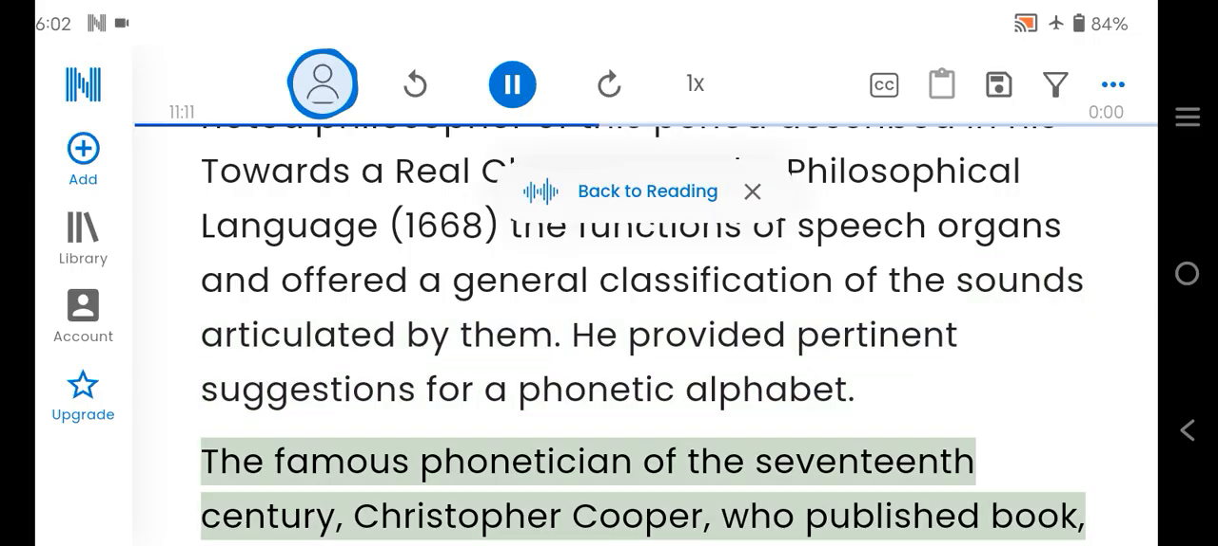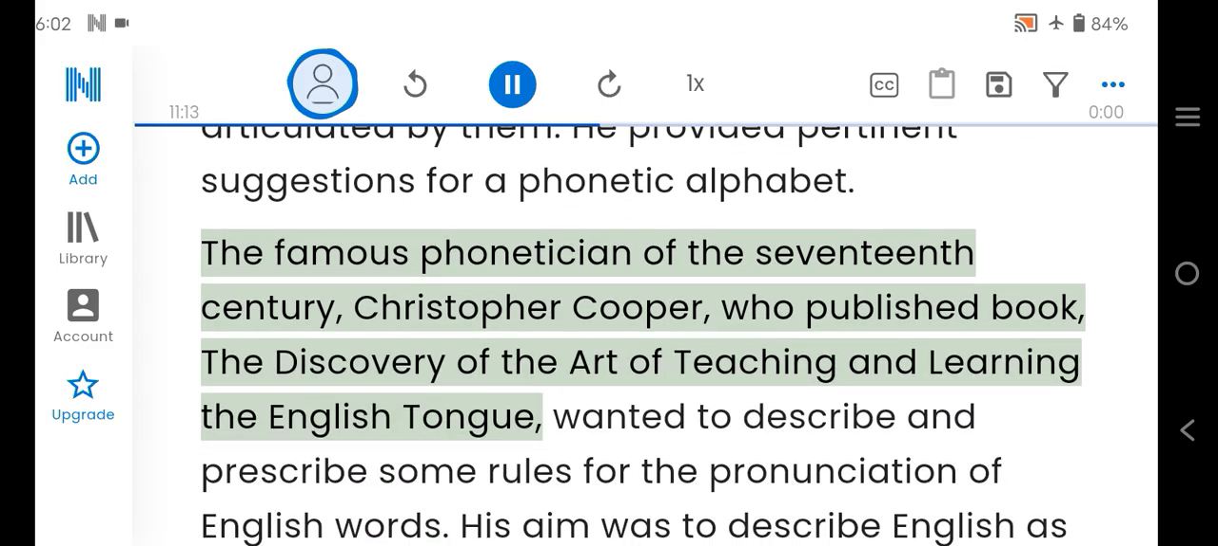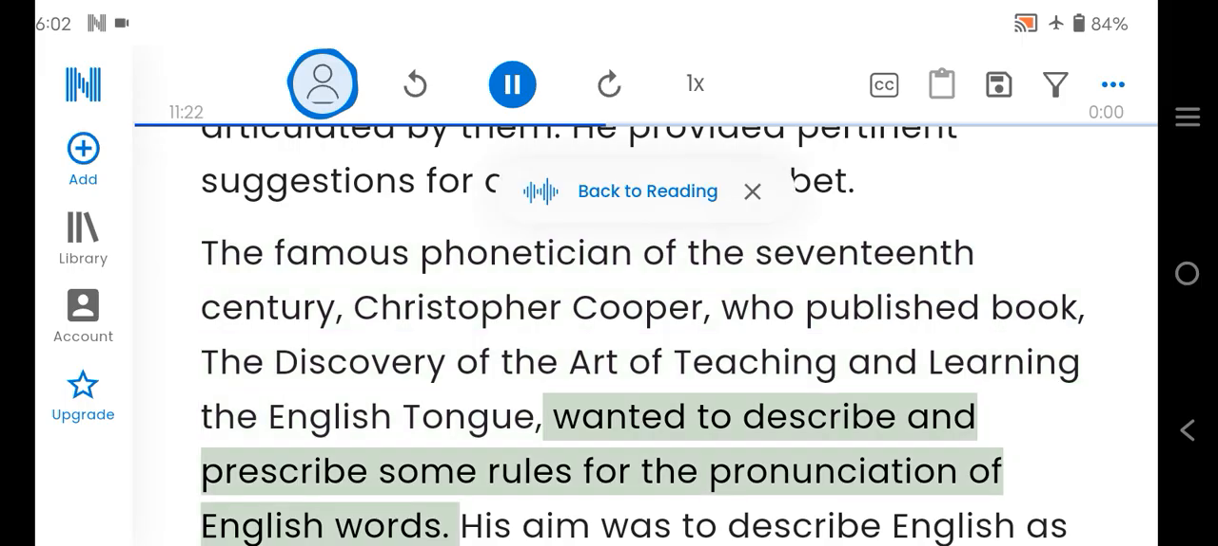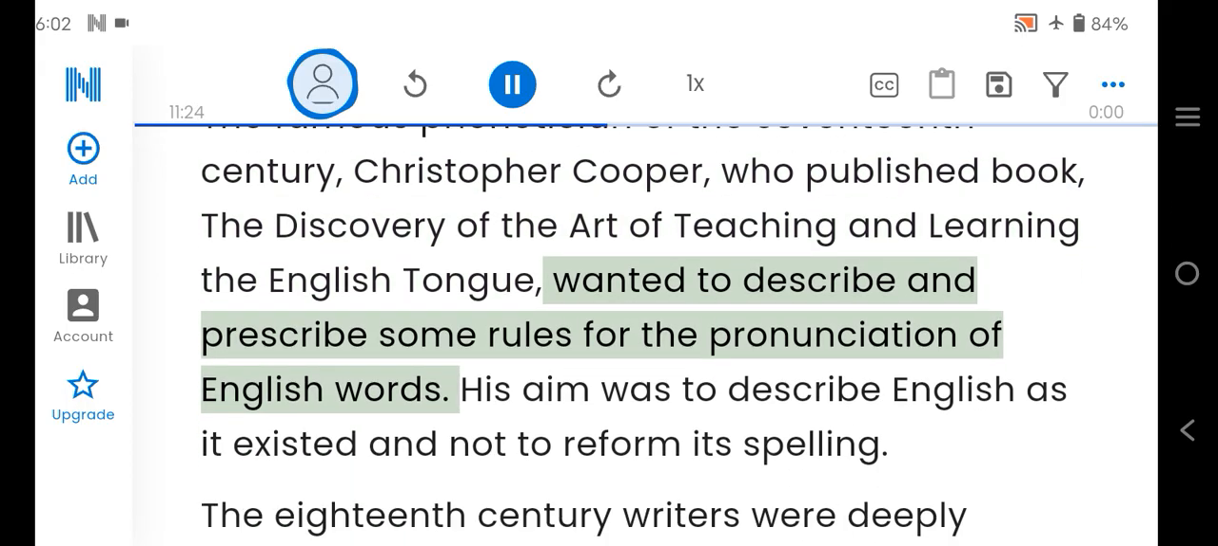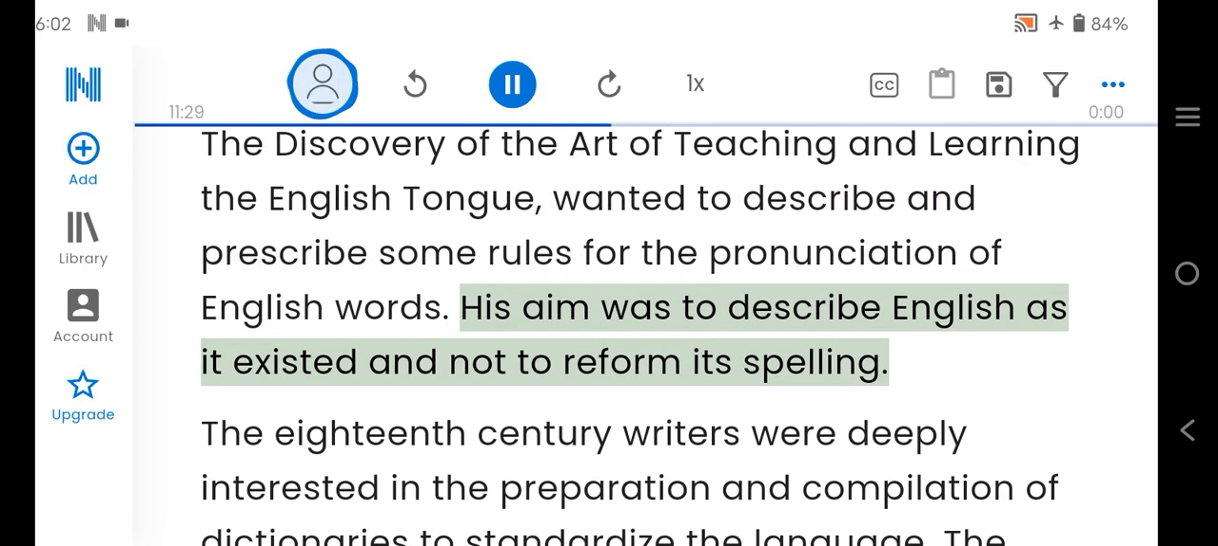The famous phonetician of the 17th century, Christopher Cooper, who published the book The Discovery of the Art of Teaching and Learning the English Tongue, wanted to describe and prescribe some rules for the pronunciation of English words. His aim was to describe English as it existed and not to reform its spelling.